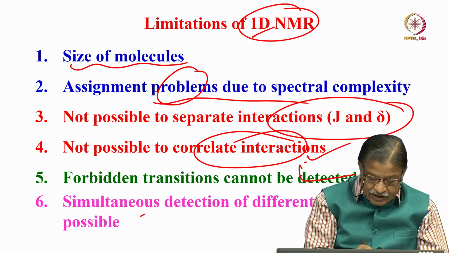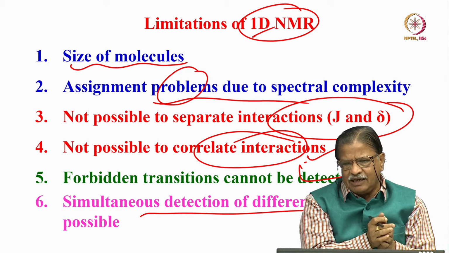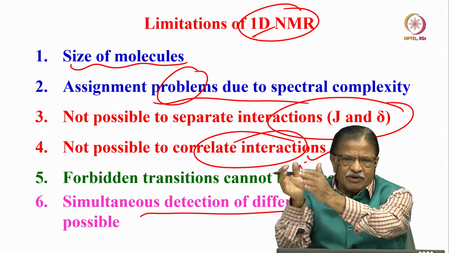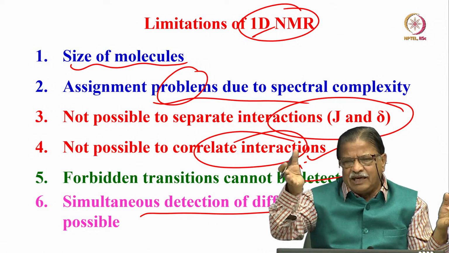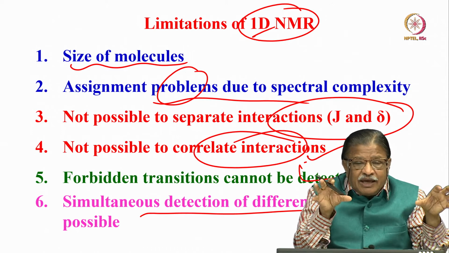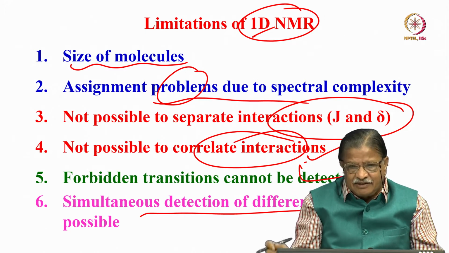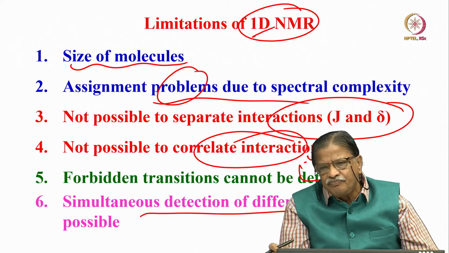And then simultaneous detection of different nuclei. If I am doing 1D NMR, I can detect only proton at any given instant of time, or I can detect only carbon-13. If another RF channel is there, I can do some selective decoupling or broadband decoupling. But I cannot detect two or three nuclei simultaneously. It is not possible, in which case we need to go for higher dimensions.